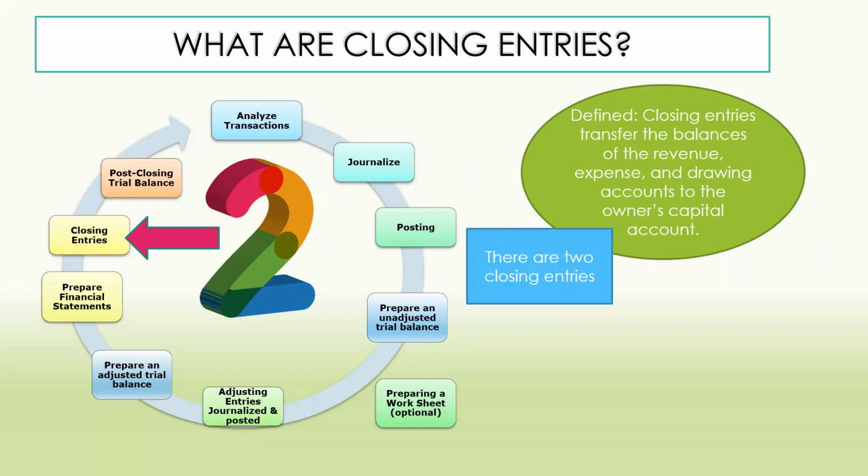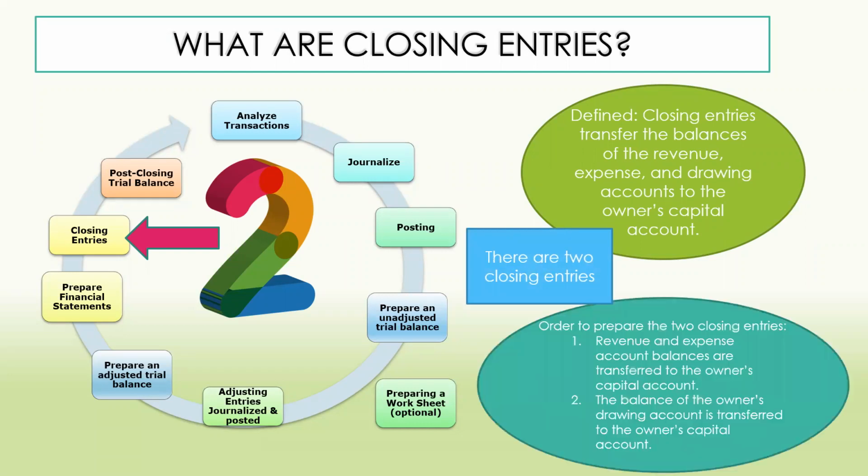In this method, there are two closing entries. The order to prepare the two closing entries is: Step 1, revenue and expense account balances are transferred to the owner's capital account. And then in Step 2, which is your second journal entry, the balance of the owner's drawing account is transferred to the owner's capital account. And you can see here on your screen, the closing entries are the next to last step.